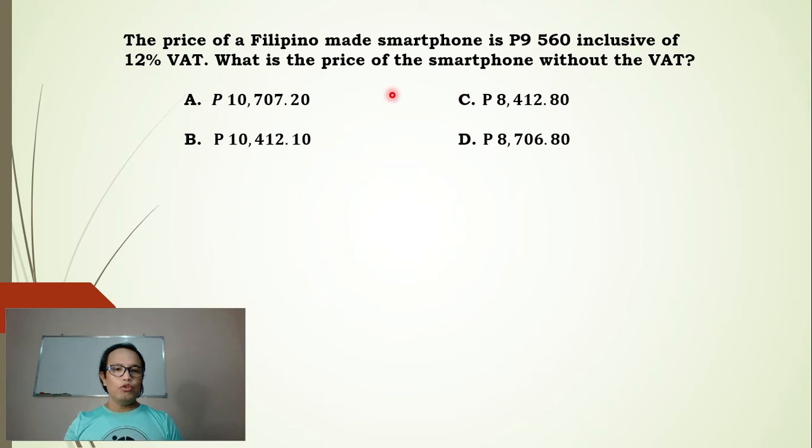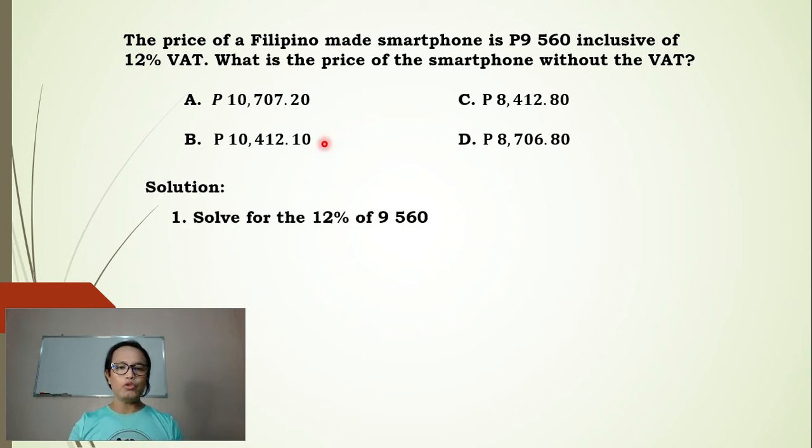What we need to do is to extract the 12% from 9,560. So the original price of the smartphone is 9,560 and we are going to find the price of the smartphone without the 12% VAT. So the first thing we need to do is to find the 12% of 9,560.